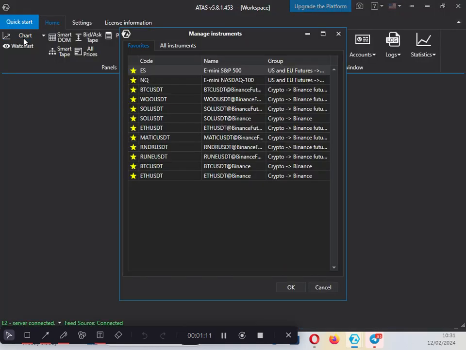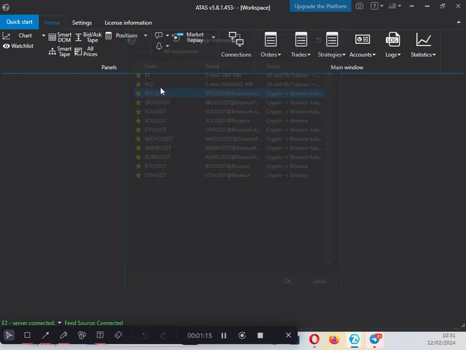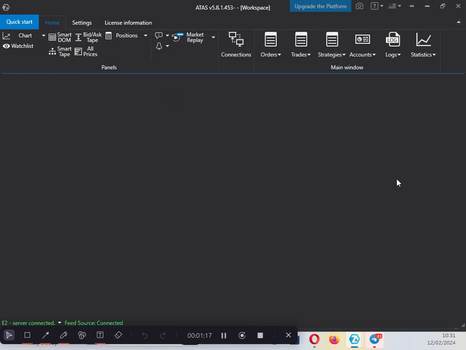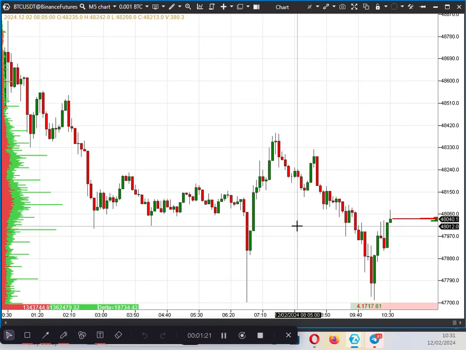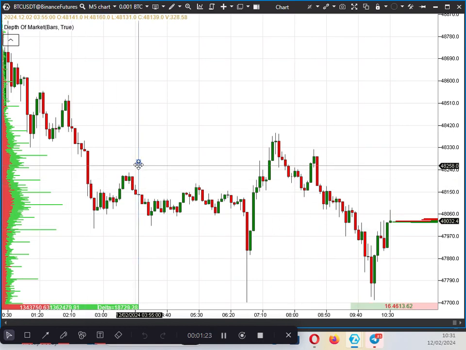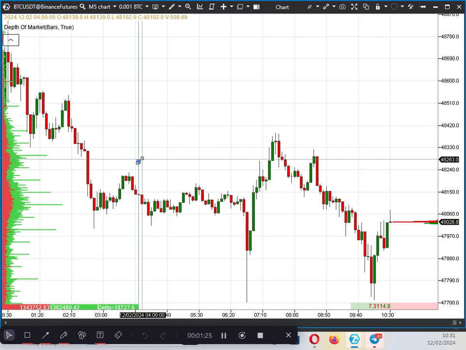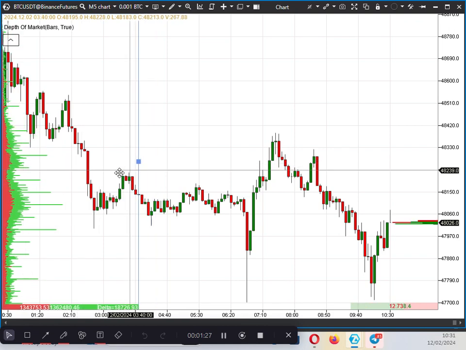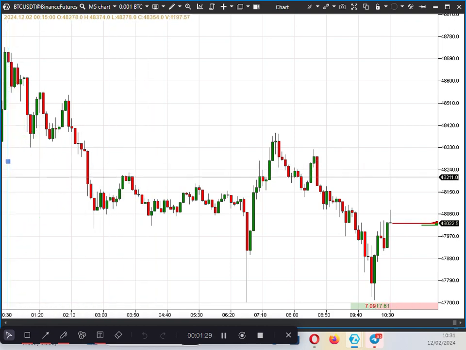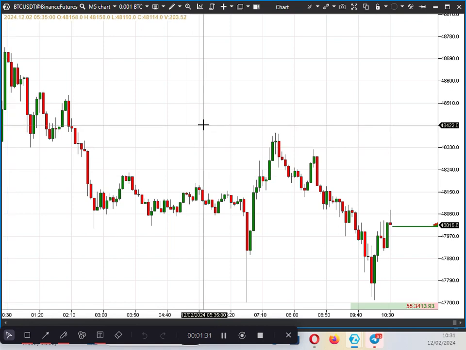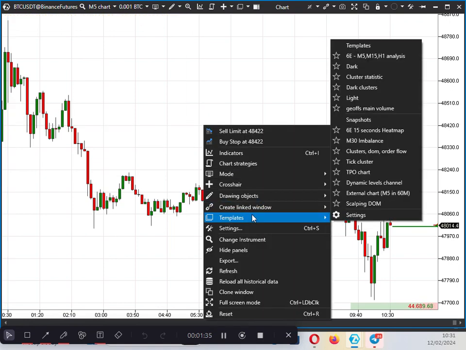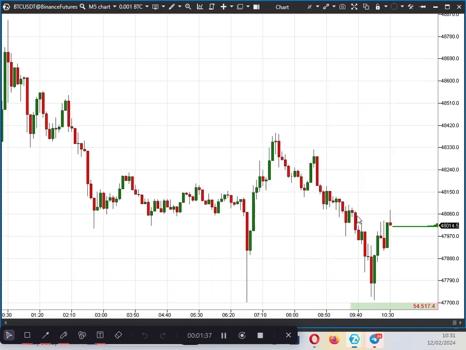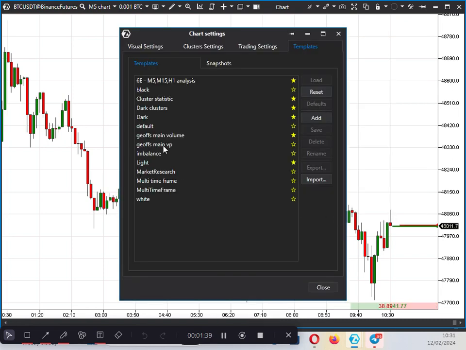And then you've got a chart. Just pick BTC, for example. It'll load the chart up. It'll look something like this. I'll remove that. Don't use it. Then you've got something called templates here. I've already got a template there.